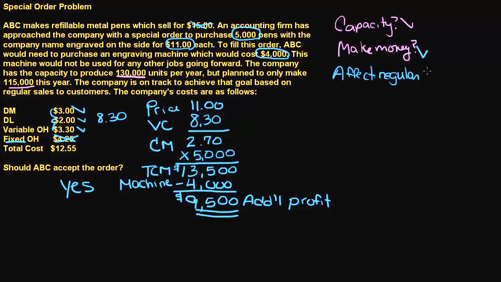Now here, this is for an accounting firm that's purchasing these pens to give out to clients. So it's not like we're selling them to a competitor of one of our other vendors. This is basically going into an accounting firm to be given away. So will this affect regular sales? Probably not. So we're okay with that too. Okay, so yes, we're going to accept this special order.